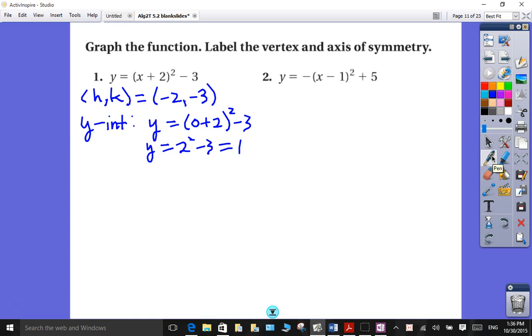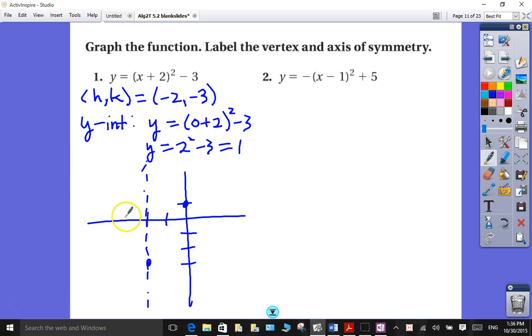So the vertex is -2, -3. I substituted x equals 0 and solved. I got y equals 1. I hope that's right. So I'm going to graph -2, -3. That would be third quadrant. It's going to open up. It's got a y-intercept of 1. So draw in my axis. So if this point is 2 to the right, then I'm going to go 2 to the left. Sketch in my U.